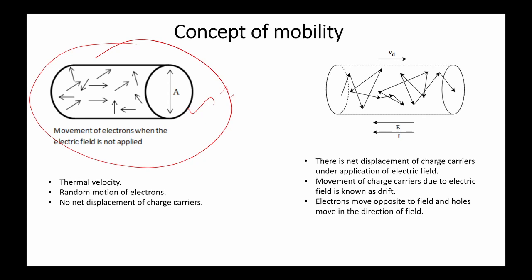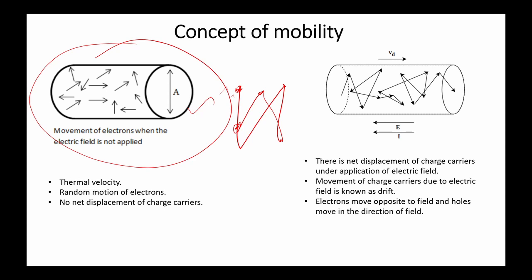So electrons are moving in a semiconductor, but when we do not apply an electric field, it is of no use. Let's say this is an electron, moving in this direction because of the thermal velocity, the thermal energy. But it will come back to the same place after some time.